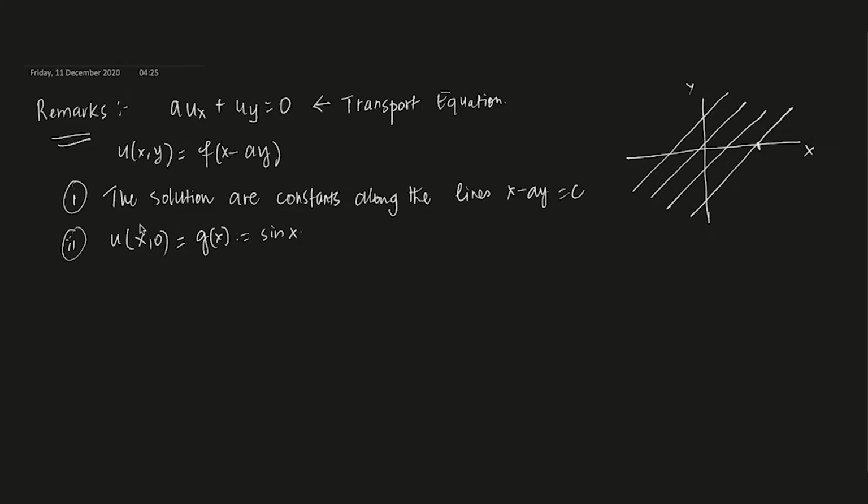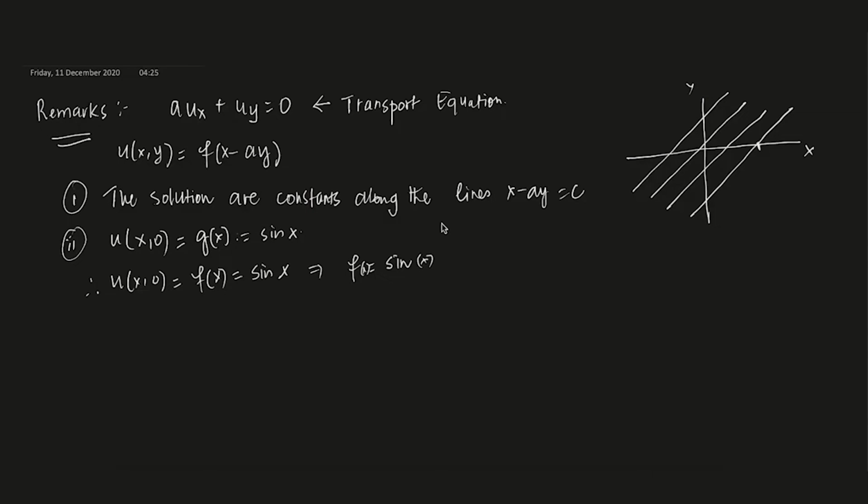We can actually say that u of x and y, if you put it here, that will give you u of x0. Therefore u of x0 is f of x, right? F of x, which is given by sine x. That's the initial condition given to us. So that will imply f should be sine, right? F is the sine function, f of x is sine x. That's what it is giving.